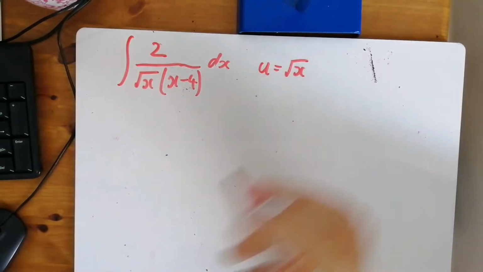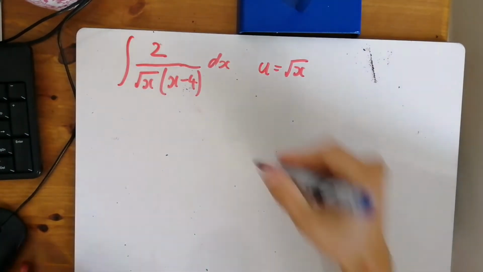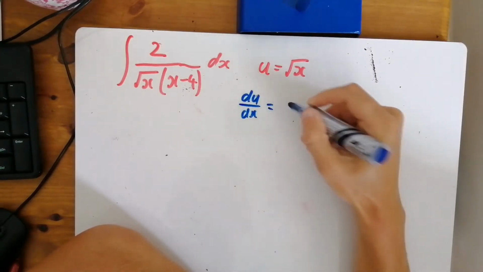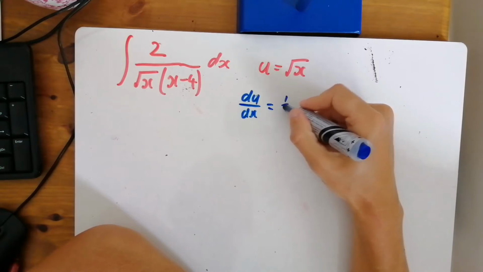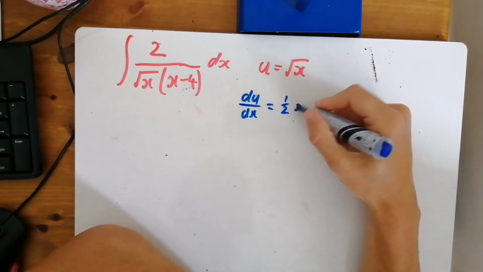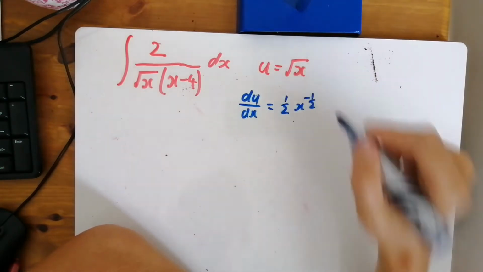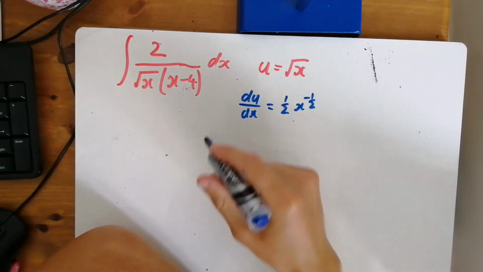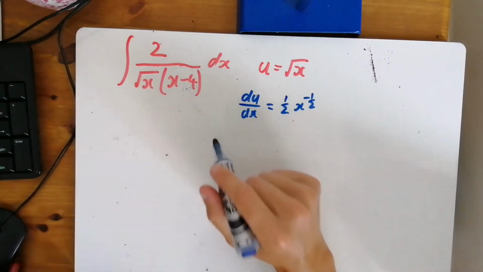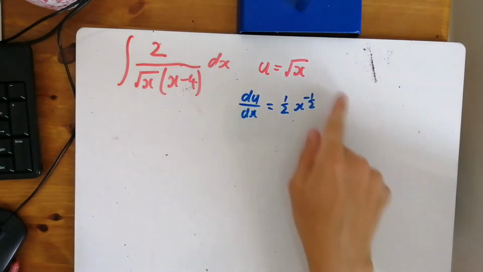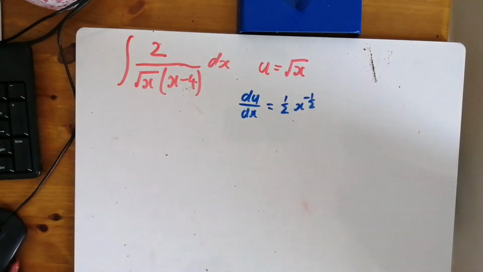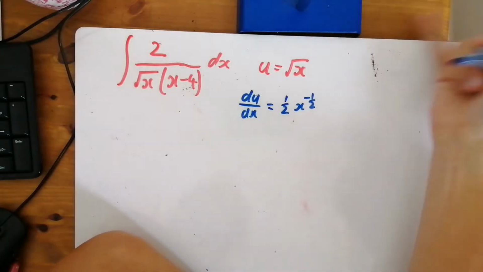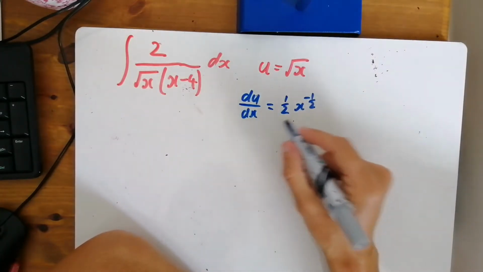We could just use what they've given us straight away, which gives us du/dx is equal to half x to the minus half, and we could substitute this in. However, I don't like this substitution. There's a lot to go wrong with it. We'll do it anyway, but we'll discuss a slightly nicer method later on.